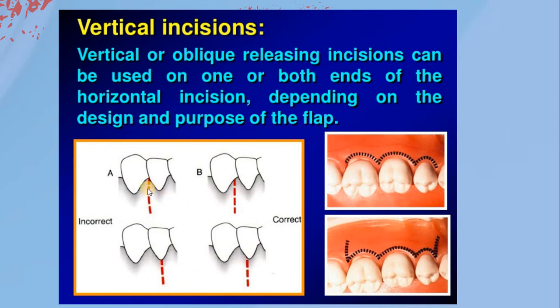And this is wrong. Why? Because it's in the middle of the papilla. This one is at the line angle, at the sides of the tooth, mesial or distal side, beside the middle area of the papilla. Look, not at the middle. These two are incorrect, and this is correct. Either on the mesial or distal side, but at the line angles.